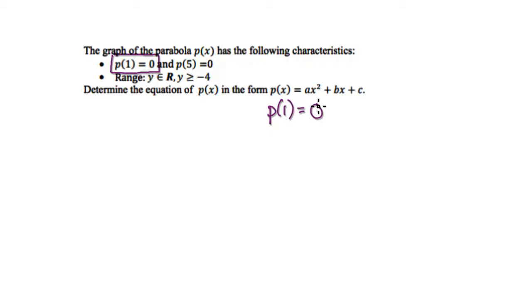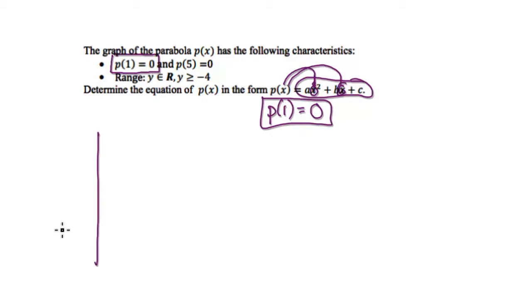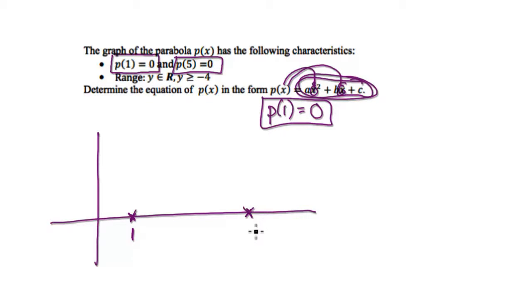P(1) equals 0. It means that if you put 1 into this x here, the whole thing here equals 0. So what this statement is saying is this: if you put 1 into the equation, the y value will be 0. And if you put 5 into the equation, then the whole thing will be 0. That means our graph must cross over at 1 and 5. So it would do something like this. It will cross over at 1 and also at 5.